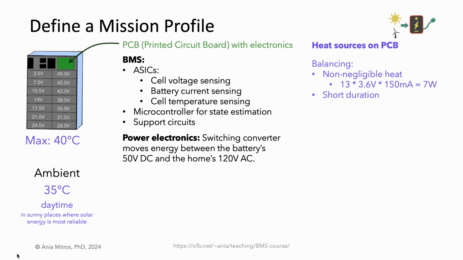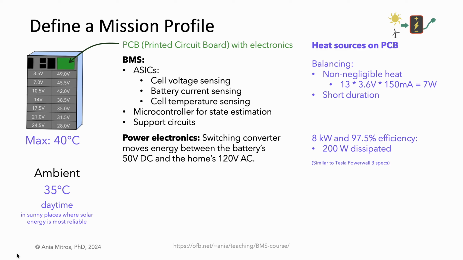Depending on the choice of balance current, the balancing resistors may dissipate a few watts. However, high balancing currents are usually short in duration. A high current can rebalance the cells quickly. The power electronics may dissipate a lot more, tens or hundreds of watts.